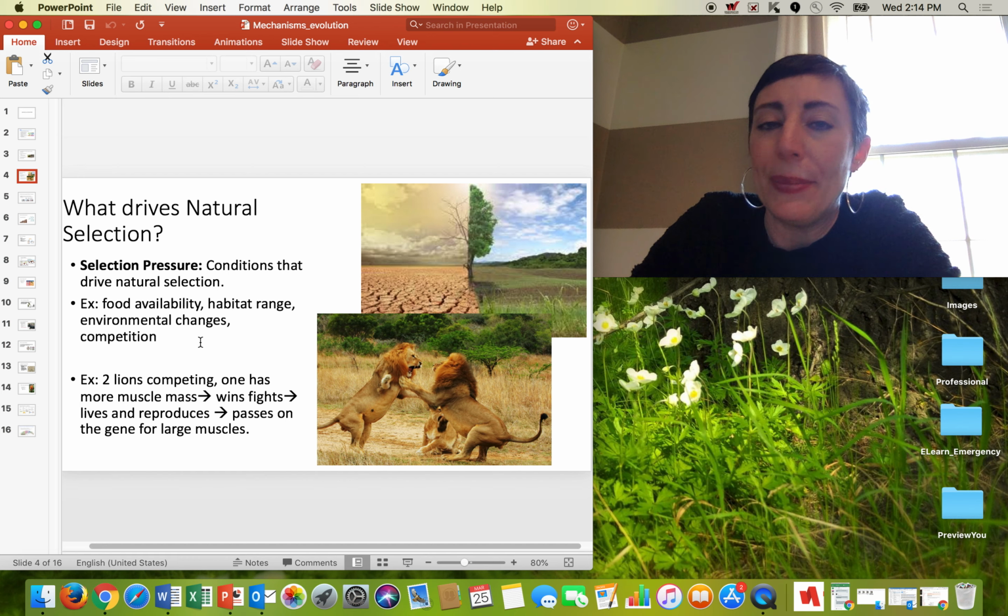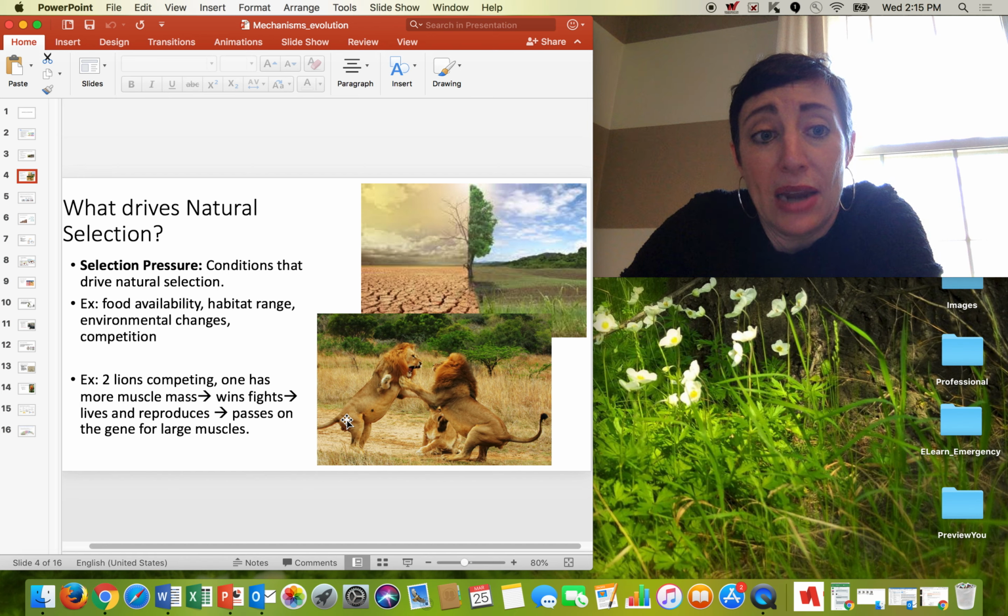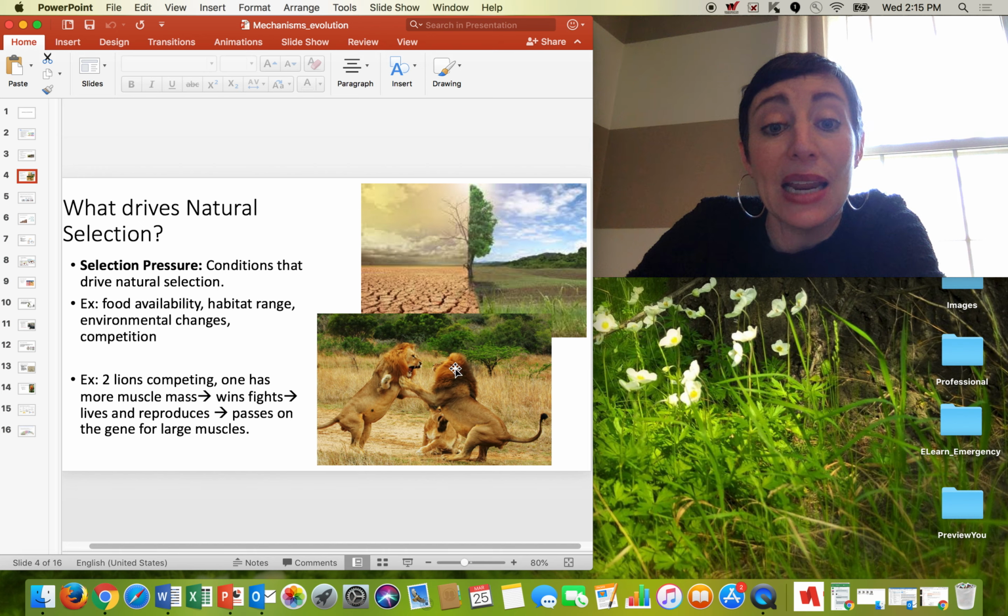Okay, environmental changes, competition. Here's this picture of these two lions. Let's say that one lion is much, much larger, with more muscle mass, that just for some reason, random mutation, it got all kinds of muscle mass. And now it's competing with this lion that doesn't have as much muscle mass.